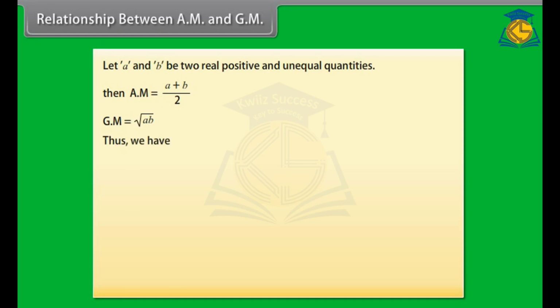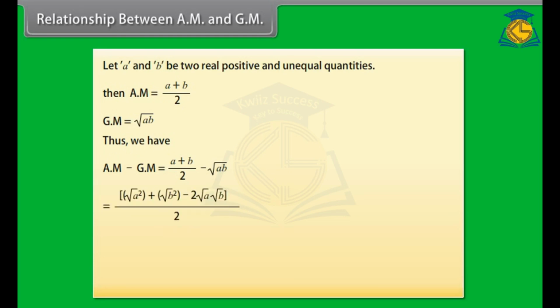Thus, we have arithmetic mean minus geometric mean is equal to (A + B)/2 minus square root of AB. And on solving, it is found that the difference is greater than or equal to 0, and A is greater than or equal to G.